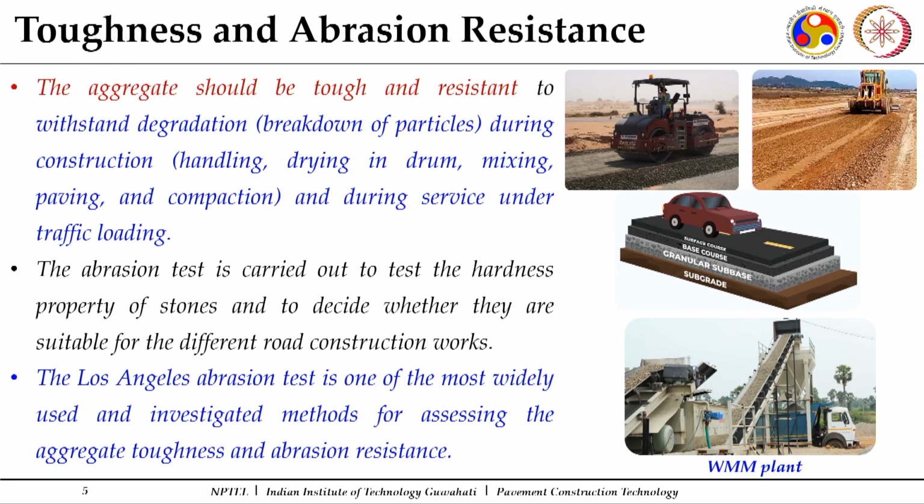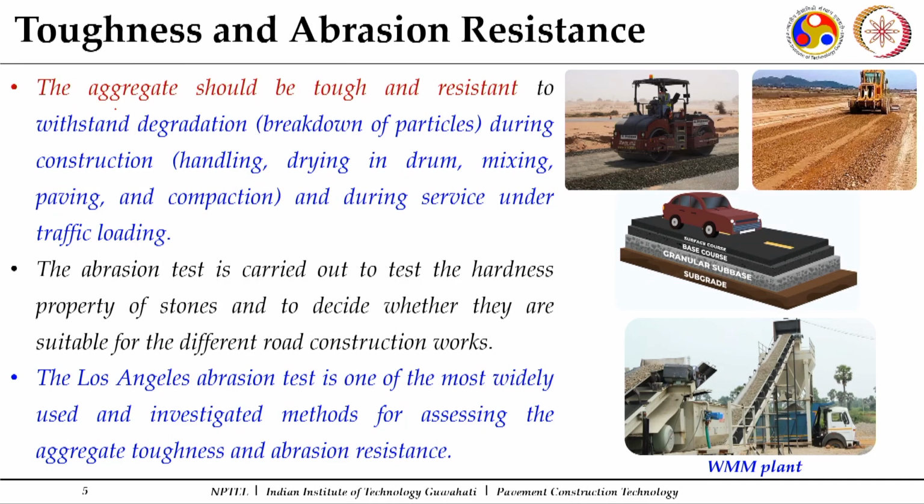Coming to the first characteristic, that is, the abrasion resistance or the toughness of an aggregate sample. These two characteristics are quite important to judge the suitability of a material for use in any unbound granular courses. It is a usual expectation that whatever aggregate we are using should be tough and resistant to withstand degradation and breakdown of particles. And when can this happen? This can happen during construction, when you are drying the aggregate and handling the aggregate.